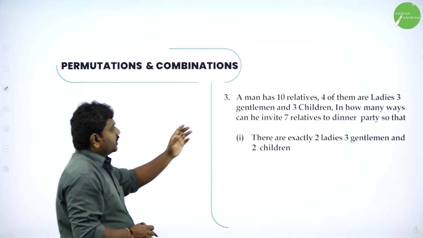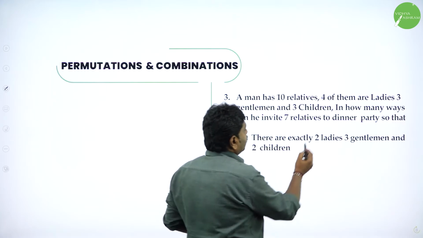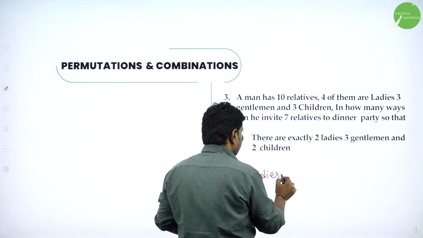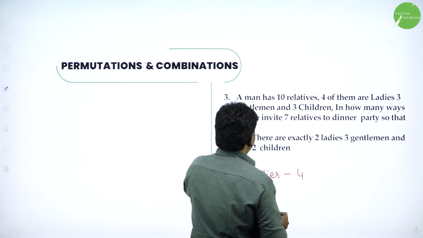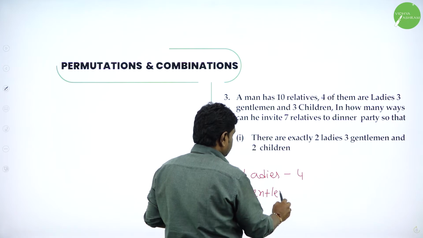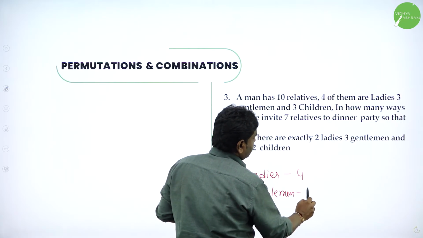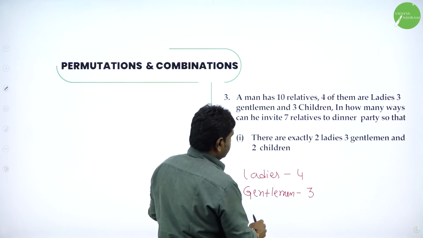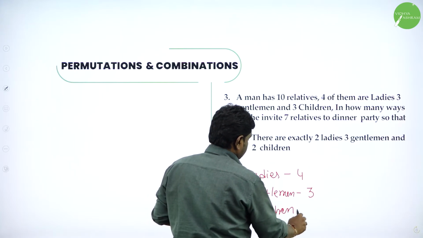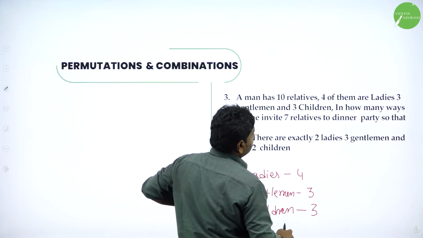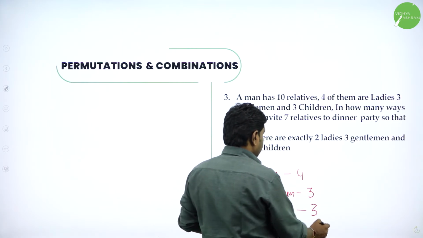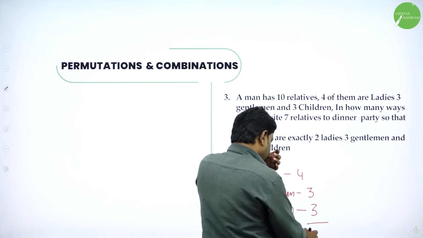Next we have: a man has 10 relatives. 4 of them are ladies, 3 are gentlemen, and 3 are children. So how many ways can he invite? In total we have 10 relatives.